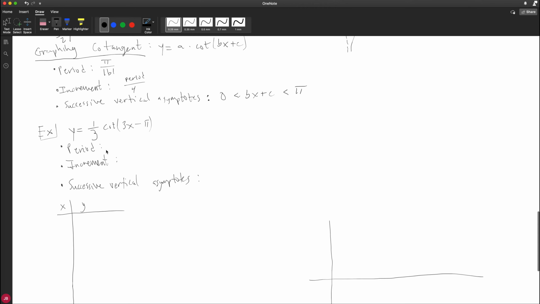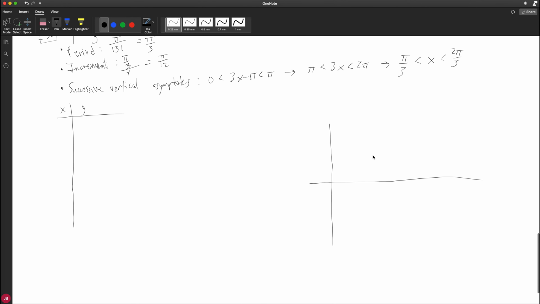So the period here is pi divided by the absolute value of 3, which is pi over 3. Increment is take that and divide by 4, which is pi over 12. And to find successive vertical asymptotes, we put 3x minus pi in between 0 and pi. Now we're going to add pi, so we get pi less than 3x less than 2 pi, and then divide everything by 3, which is positive. So we preserve essentially the direction of the inequalities.